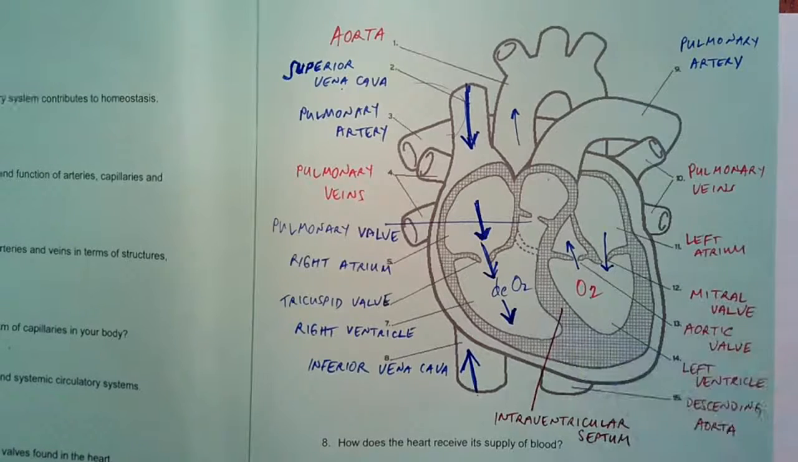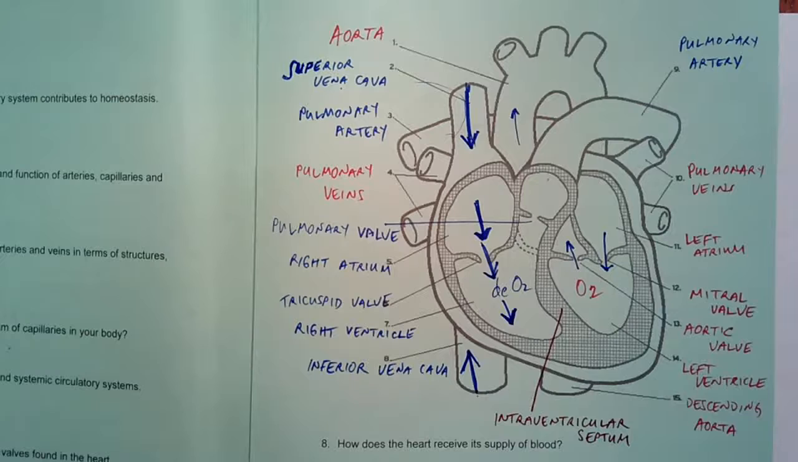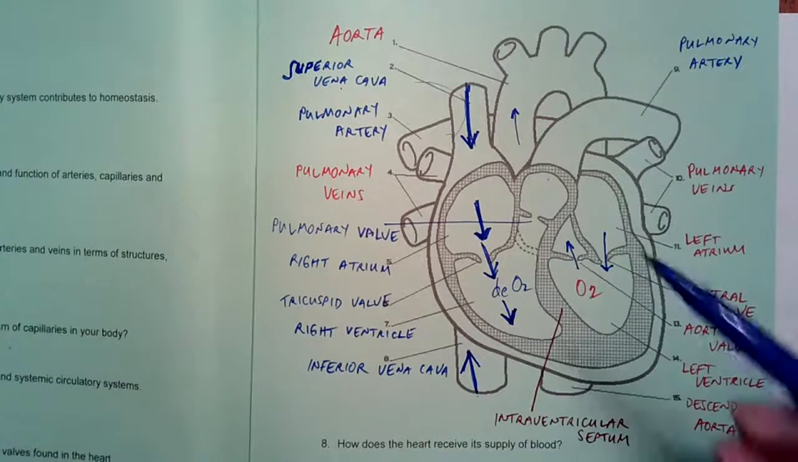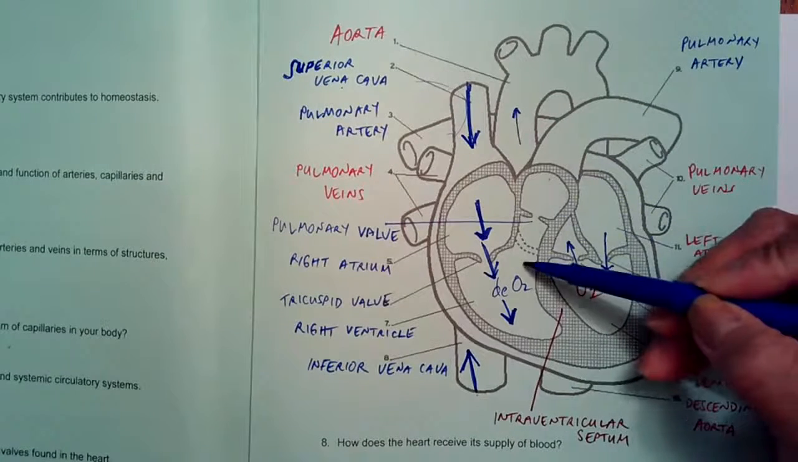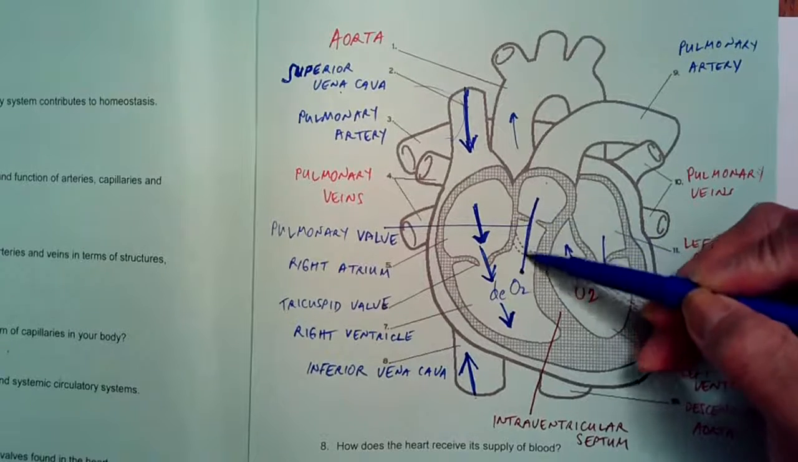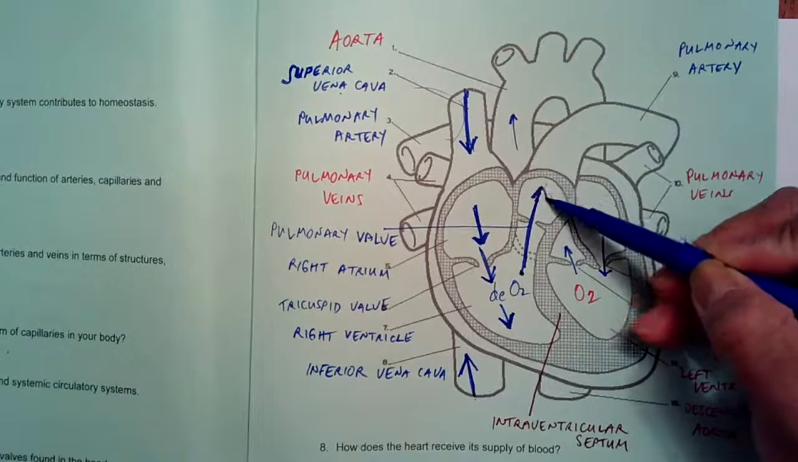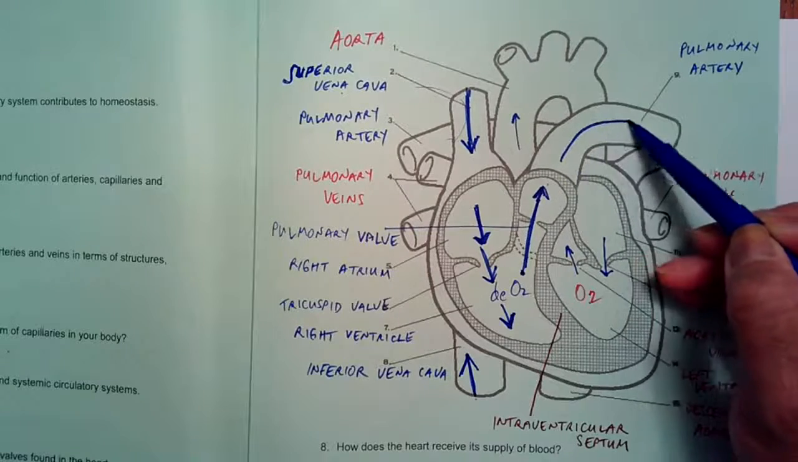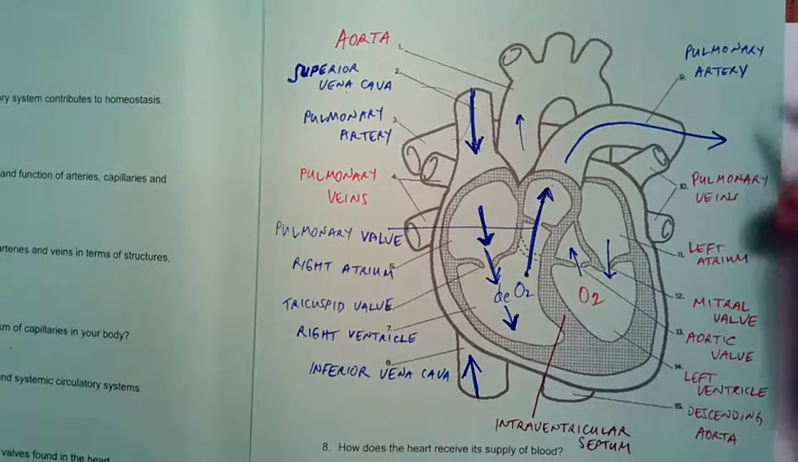Now, once it's inside the heart, the right ventricle here, which is the bottom part of the heart, is the most muscular part of the heart. It will then pump the blood out of the heart through the pulmonary valve and out of the heart into the lungs.